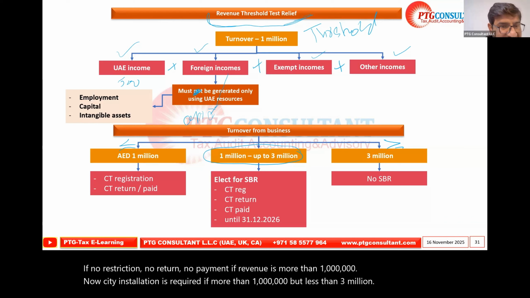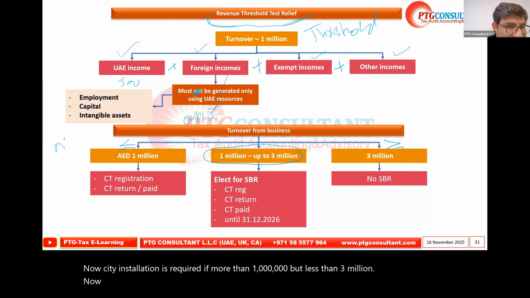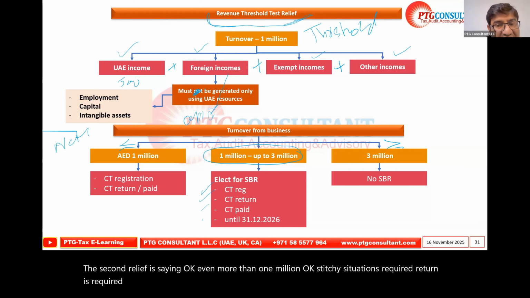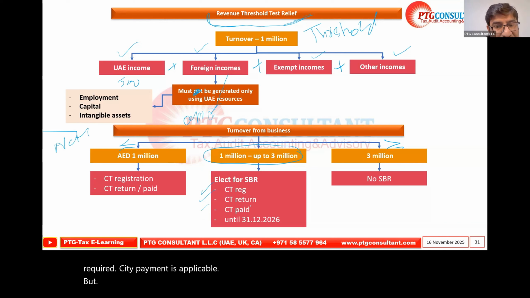Now, see, the first relief is that as a natural person you opt. The second relief is saying, okay, even more than 1 million, city registration is required, return is required, payment is applicable, but you have the option for the SBR.